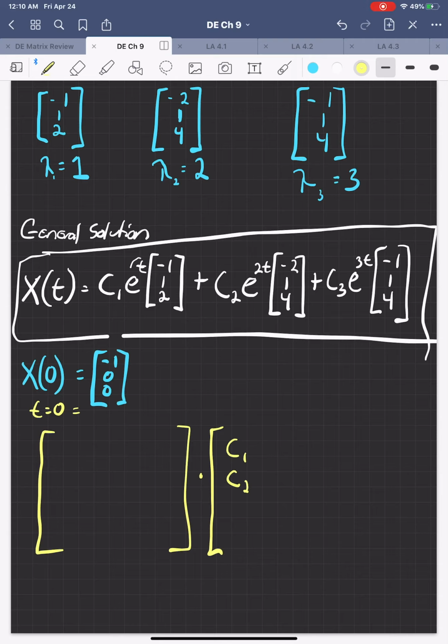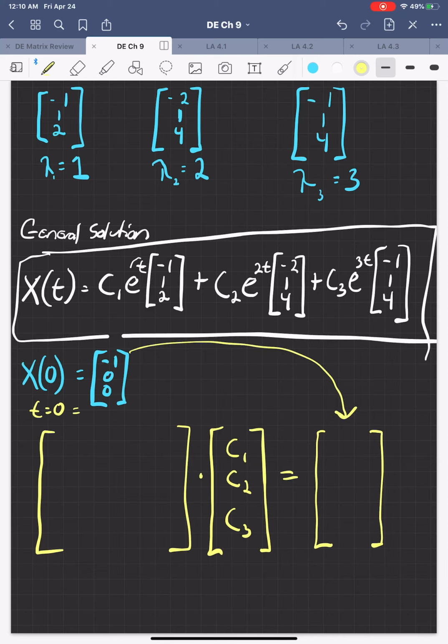C sub 1, C sub 2, C sub 3. All right, ready? So it's no longer equal to 0 because we were given an initial value, right? So this is going to go here, negative 1, 0, 0. And now, because it's x of 0, we're simply going to end up with negative 1, 1, 2, negative 2, 1, 4, negative 1, 1, 4.